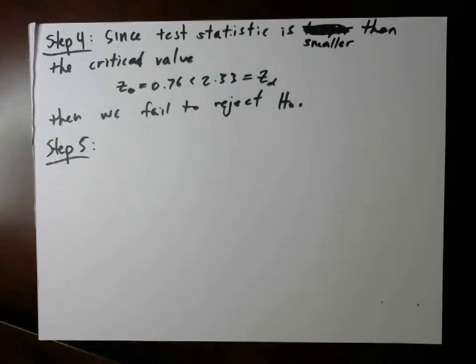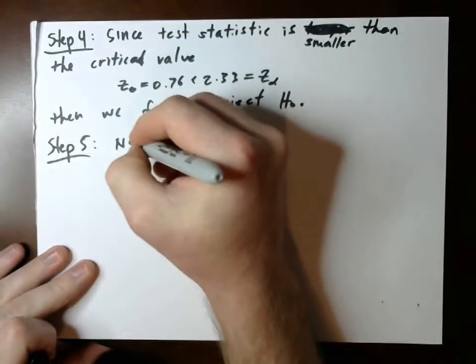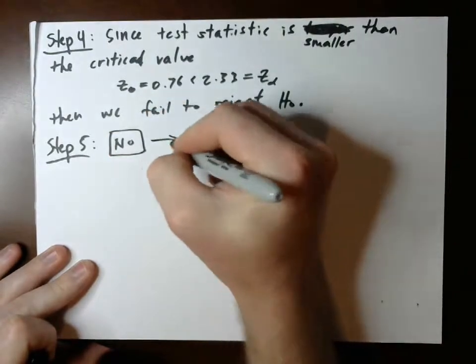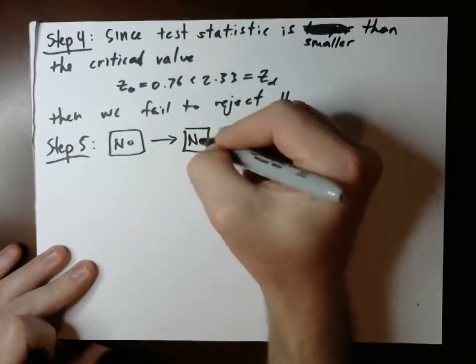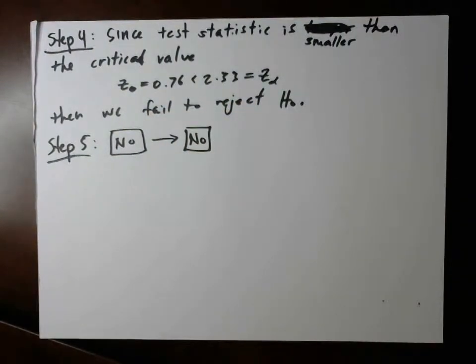The second step is, do you reject H naught? This one's pretty straightforward. In step 4, remember that we failed to reject H naught. Since we failed to reject H naught, we are not rejecting H naught. So no again. So we have a no and a no from the flowchart. No, no. So that gives us the fourth option for the wording of the final conclusion.